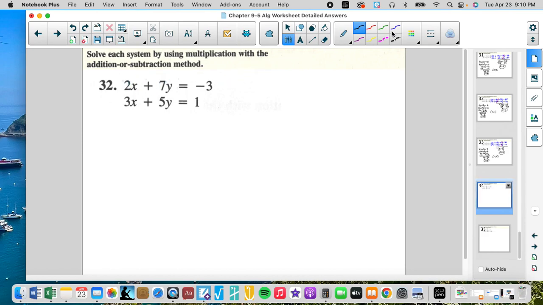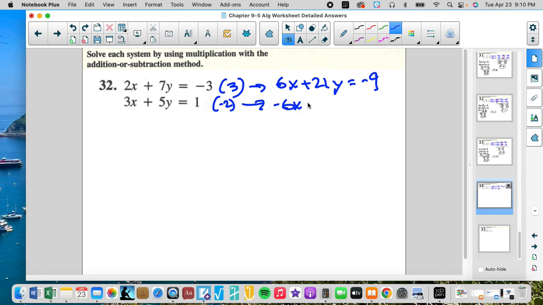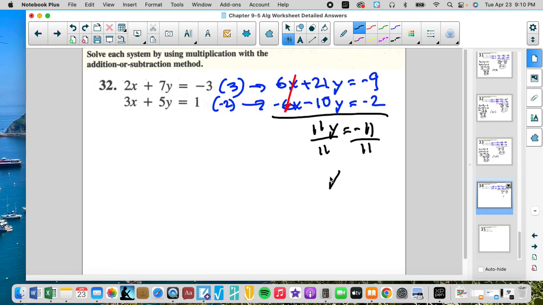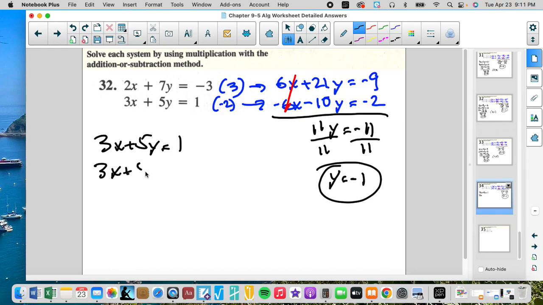I'm going to get rid of the x's. I'm going to multiply this by 3, this by negative 2. 6x plus 21y equals negative 9. This is going to give me negative 6x minus 10y equals negative 2. X's cancel. I'm left with 11y equals negative 11. So nice. Y equals negative 1. 3x plus 5y equals 1. 3x plus 5 times negative 1 equals 1.